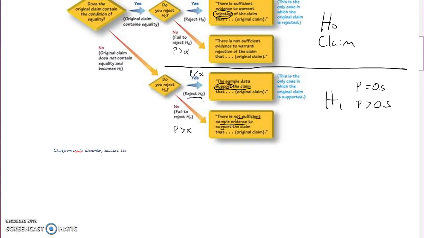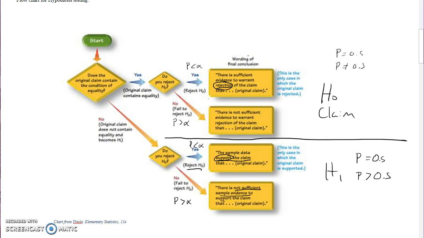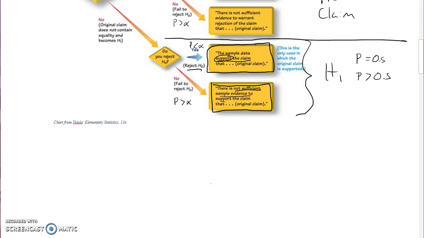Since our claim is H1, in the last video I referenced this, then I'm going to refer to this diagram later. At the end, our conclusion is going to be either the sample data supports the claim that over 70% of people experience relief, or there is not sufficient sample evidence to support the claim that over 70% of people experience relief after taking the drug. So you can see we're going to fall into one of those two categories.